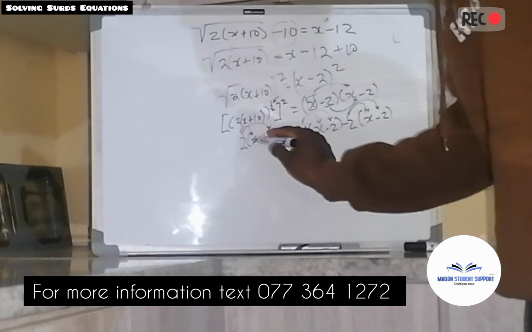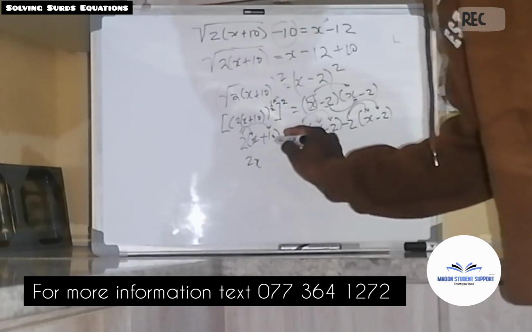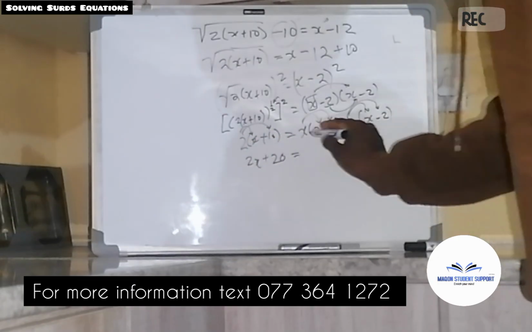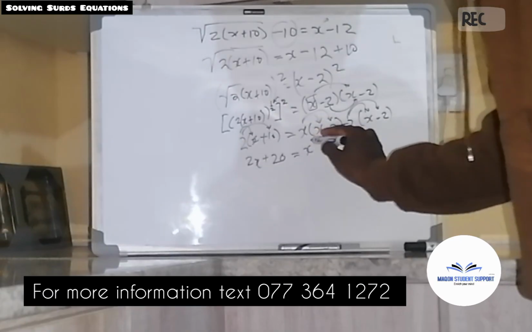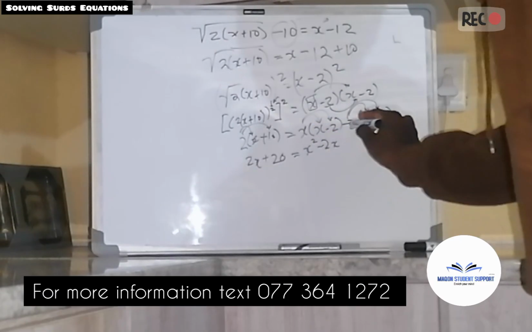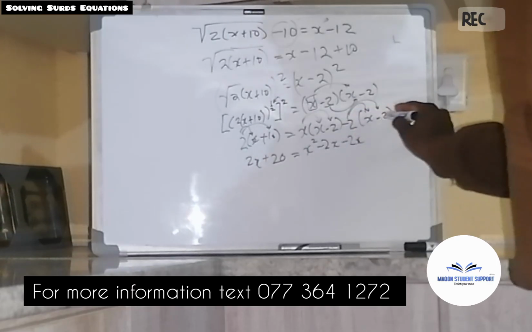It means 2 multiplied by x is what? 2x. And then 2 multiplied by 10 is what? It's 20. Then it equals to. Then x multiplied by x is x squared. And then x multiplied by negative 2 is negative 2x. And then negative 2 multiplied by x is negative 2x. And then negative 2 multiplied by negative 2.